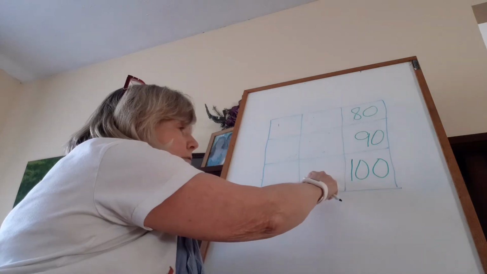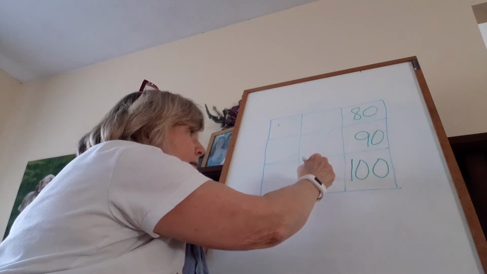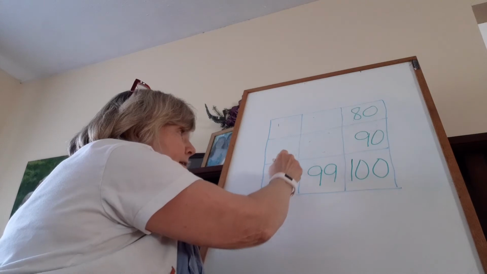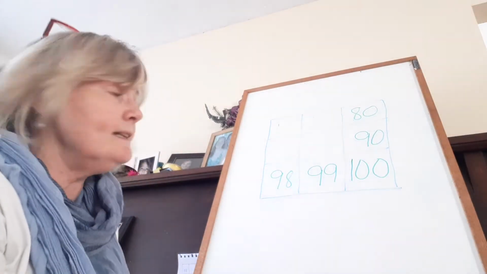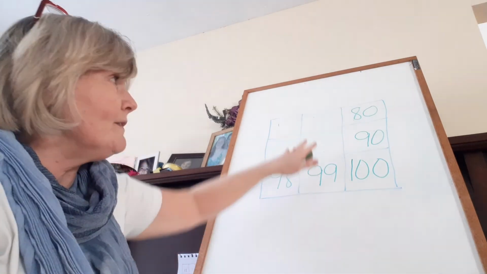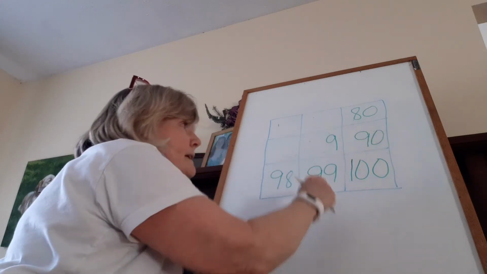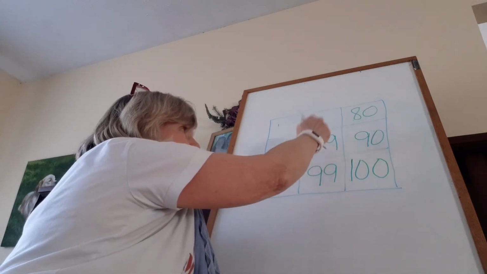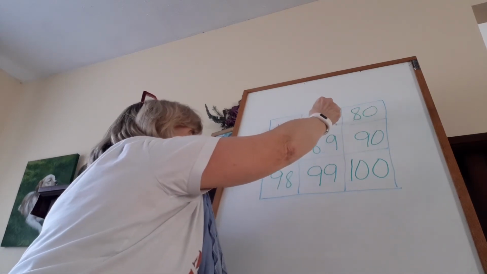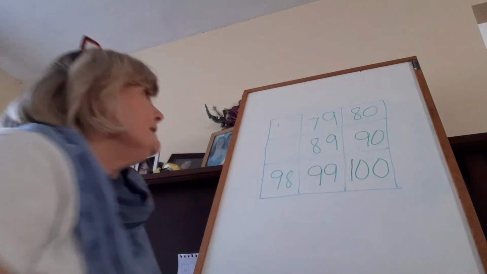Let's go back from here. 1 less than 100 would be 99. 1 less than 99 would be 98. Now I can use my counting by tens to figure out what the other numbers are here. I know that I'm still going to have a 9 in the ones place. 1 less than 9 going up here would be 8. I'm still going to have a 9 in the ones place here, but 1 less than 8 would be 79.